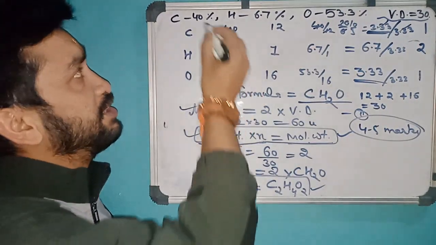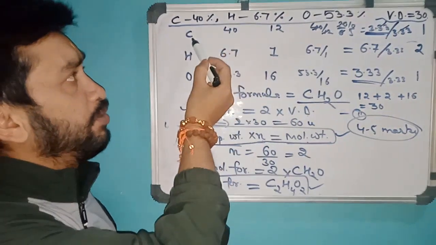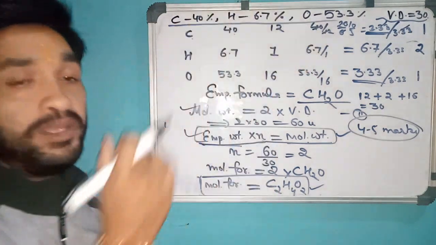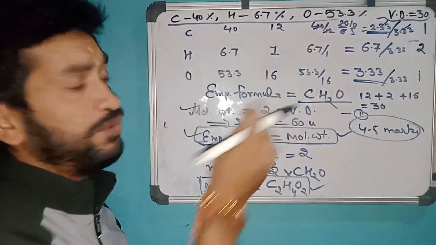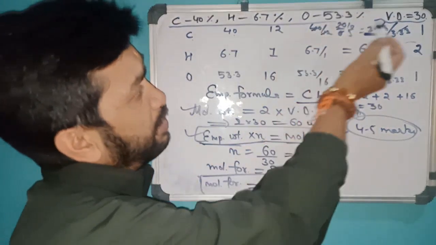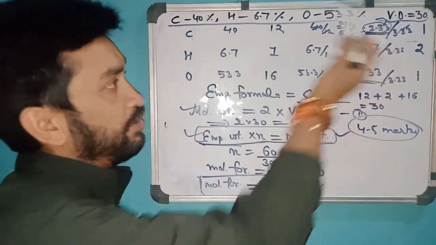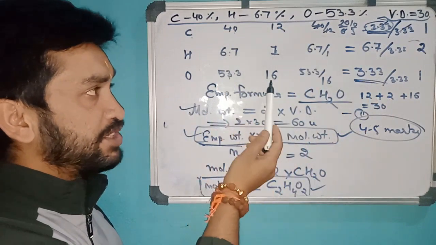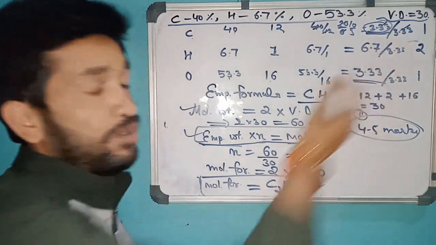See, everything is given to you, the details are given. What you have to do is write the compound name, element name, and write the percentage. Then you have to think of its atomic weight. What is the atomic weight of the given element? Then divide it. You will get a number. Suppose here you are getting 3.33 by dividing 40 by 12, 6.7 by 1 you are getting 6.7, 53.3 by 16 you are getting 3.33. You will get a number. So pick the smallest one of that.